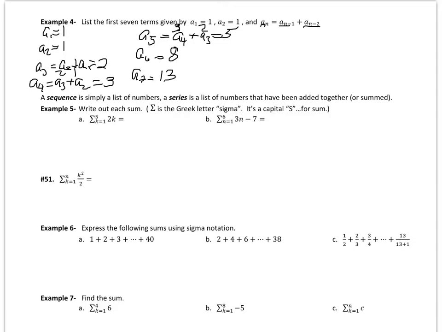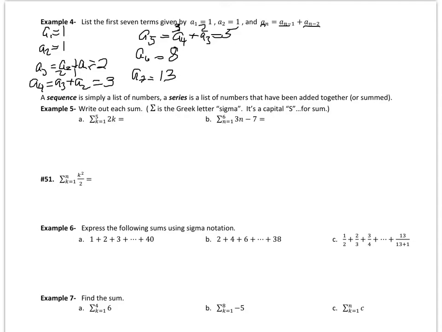All right, so now a sequence is simply a list of numbers, and a series is a list of numbers that have been added together or summed. Okay, that's the difference between sequence and series. Sequence, we just list the numbers according to our formula. A series, we're going to add them up. Now, in example 5 here, we want to write out these sums.